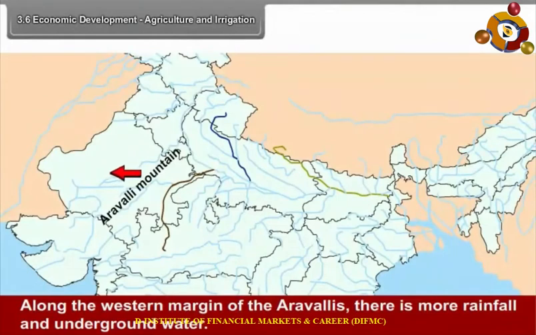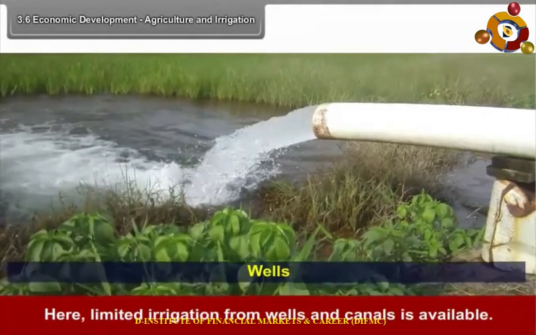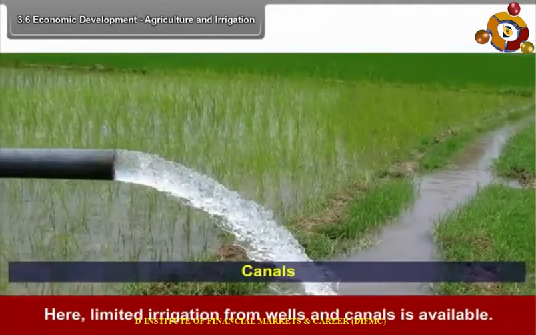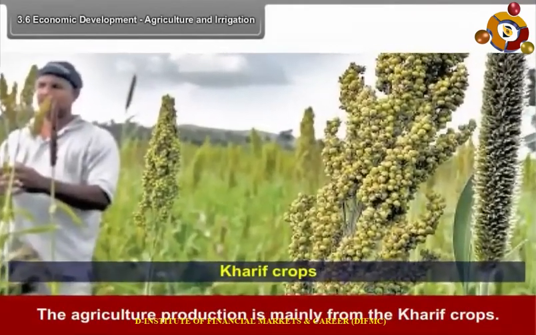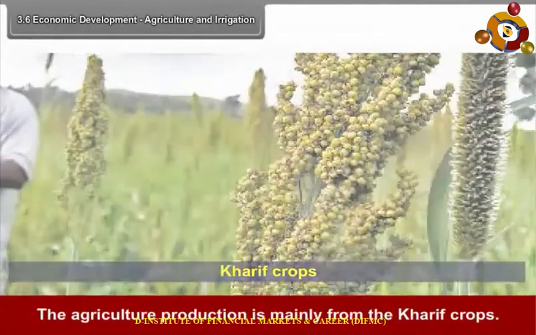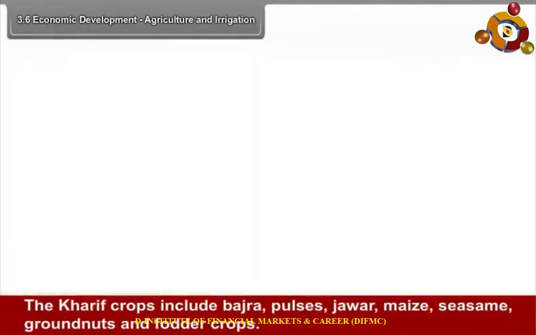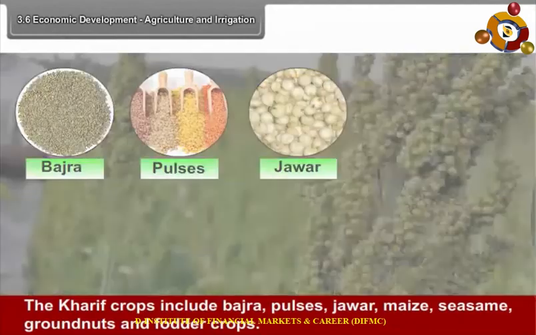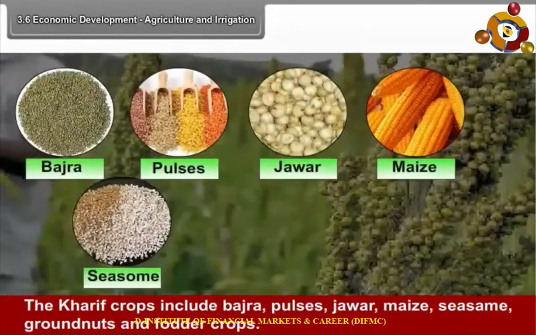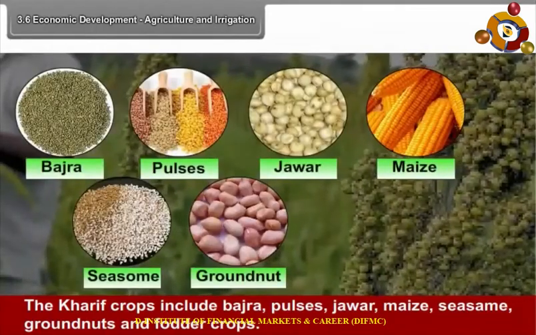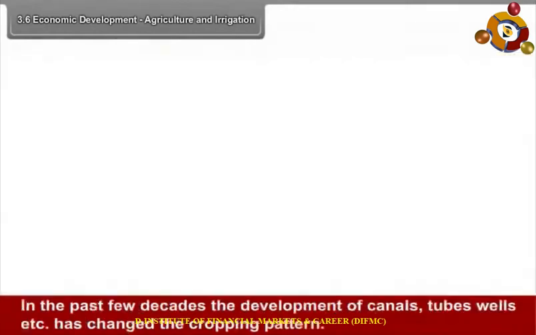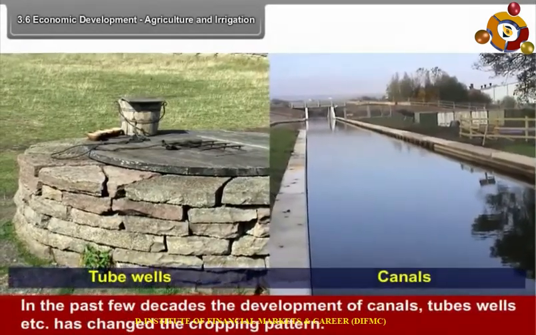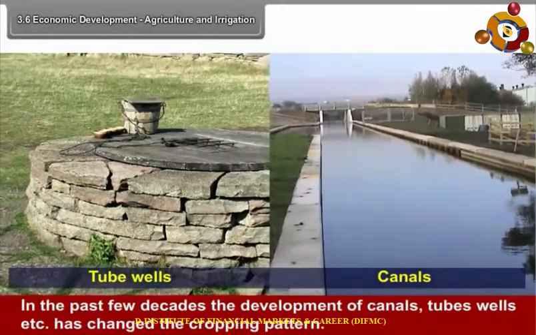Along the western margin of the Aravallis, there is more rainfall and underground water. Here limited irrigation from wells and canals is available. The agricultural production is mainly from the Kharif crops. The Kharif crops include bajra, pulses, jowar, maize, sesame, groundnuts, and fodder crops.